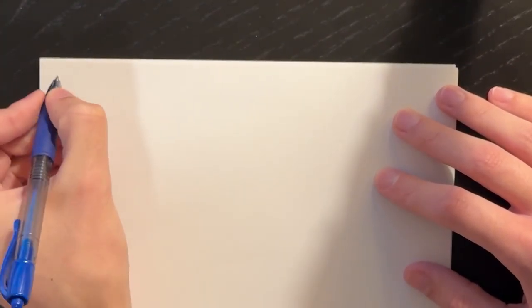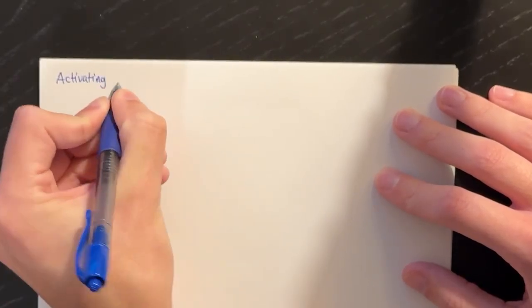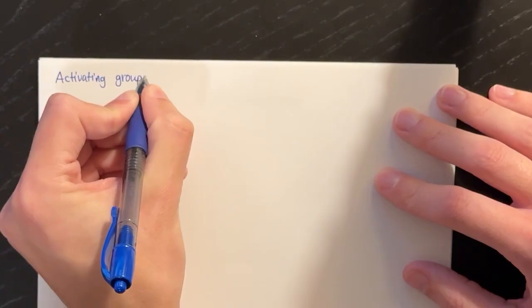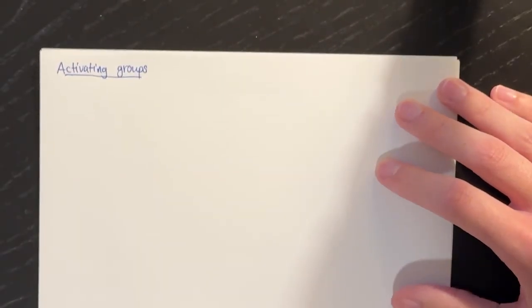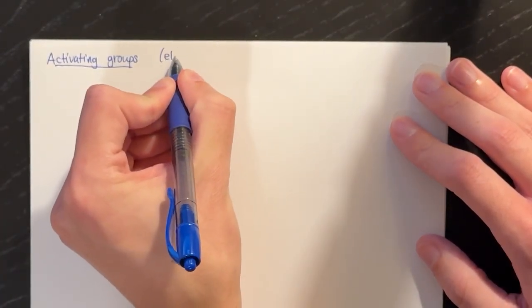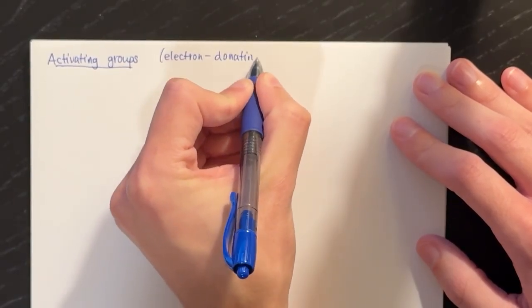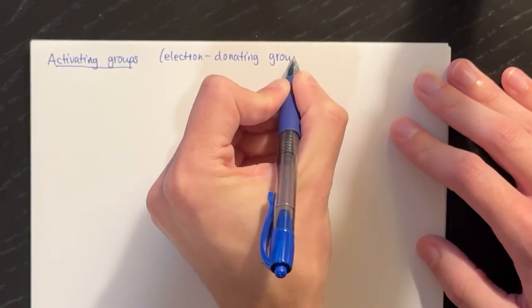So we'll start with activating groups. And activating groups, as the name suggests, activate the ring. They make the aromatic ring slightly more reactive. That's actually not the most important thing that they do, though. Generally speaking, activating groups are electron donating groups.